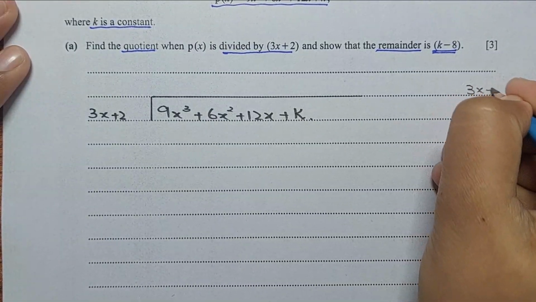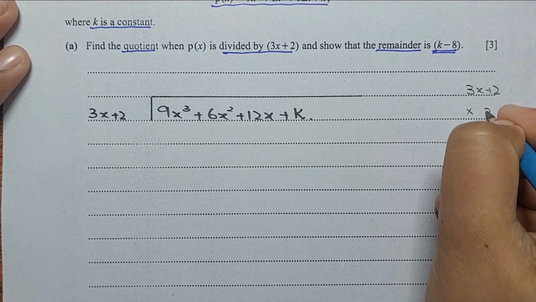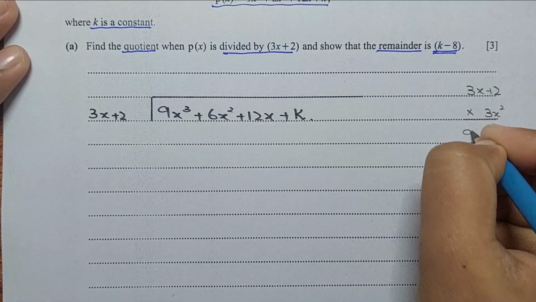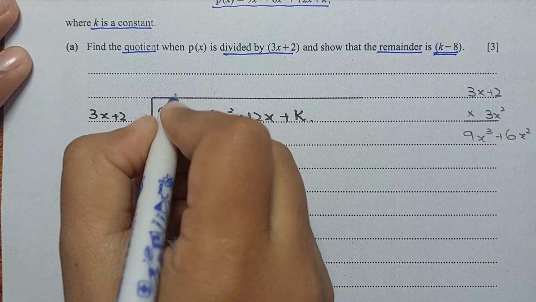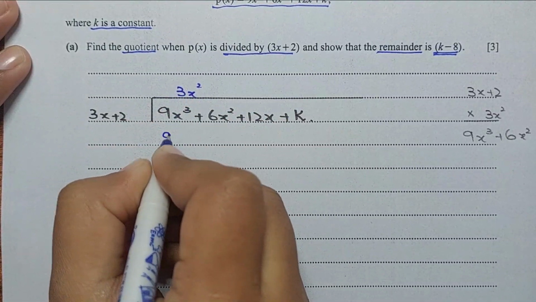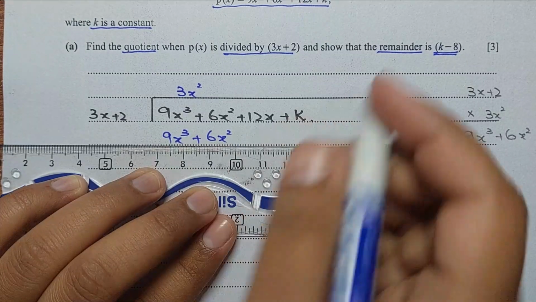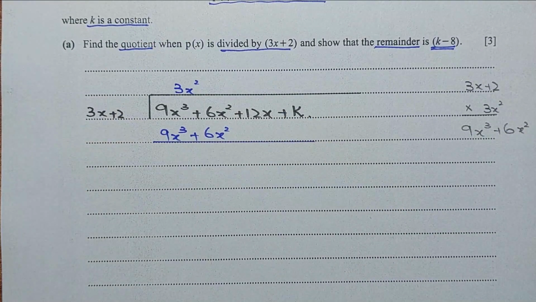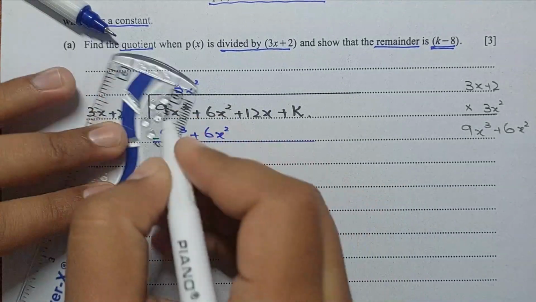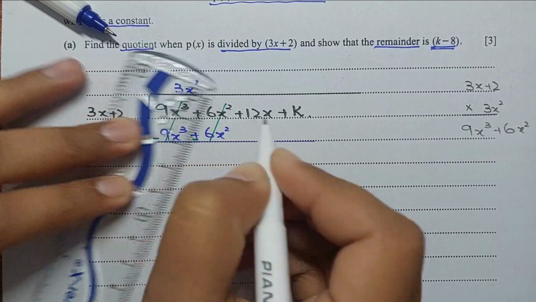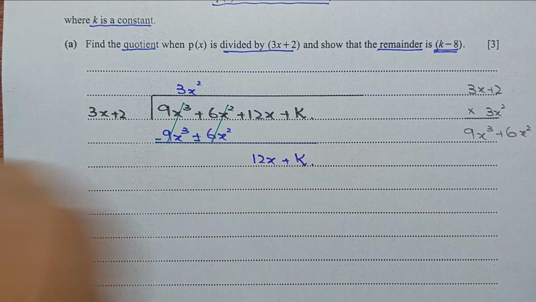Now 3x plus 2 multiplied by what gives 9x cube? 3 times 3 is 9, x square times x would be x cube. 9x cube, 3 times 2 is 6x square. So multiply by 3x square and you will get 9x cube plus 6x square. Now we have to change the signs. Changing the sign, this is negative and this is also negative. Positive 9x cube and negative 9x cube cancel, and 6x square minus 6x square cancels out. We are left with 12x plus k.